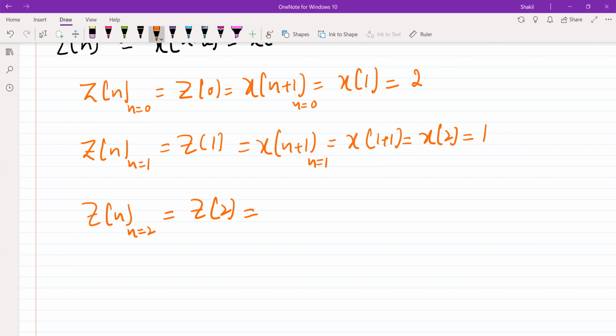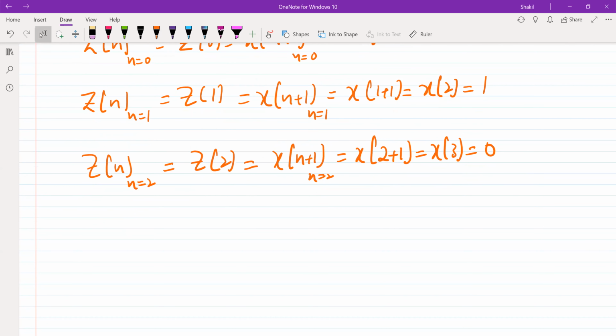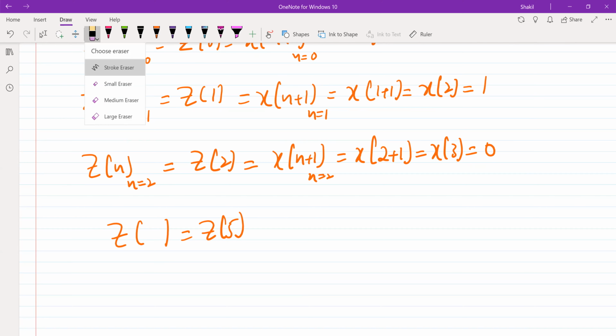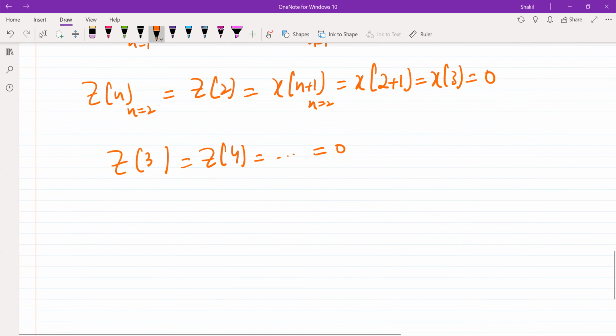Now similarly, z of n when n is equal to 2 will be equal to z of 2, which is x of n plus 1 when n is 2. So this is 2 plus 1, which means x of 3, and x of 3 is 0. You can repeat this procedure. You will get values of z for n equal to 3, z of 4, and so on. These samples are equal to 0.